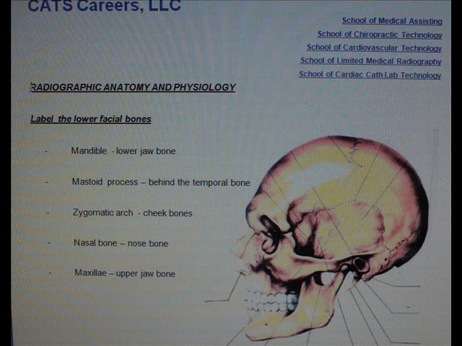So let's look at the mandible, which is the lower jawbone. The mastoid process, which is behind the temporal bone. Zygomatic arch, cheekbones. The nasal bone, which is the nose. The maxilla, which is the lower jawbone.